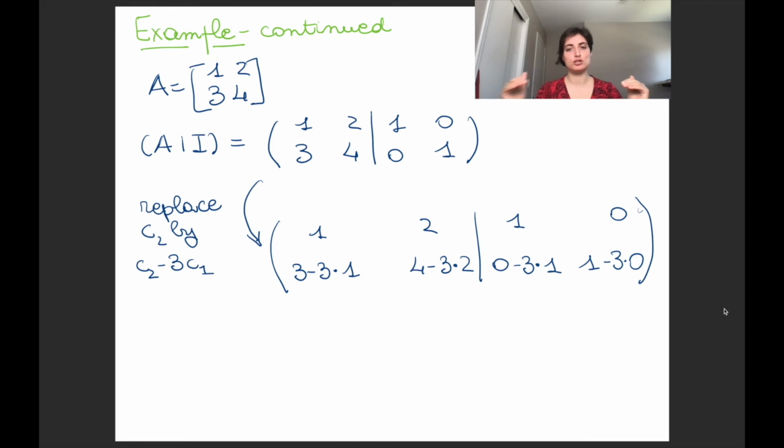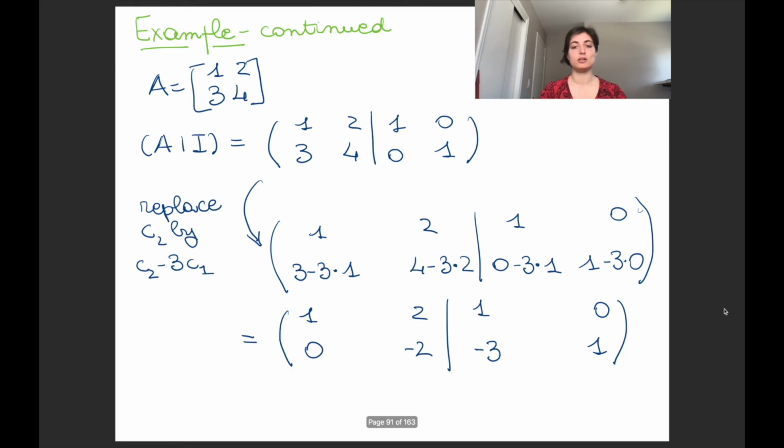So look, the first row is exactly the same as before. The only thing we have changed is the second row. The second row now has itself minus 3 times the first row. So we have 3 minus 3 times 1, 4 minus 3 times 2, where 2 is the second element of the first row, 0 minus 3 times 1, where 1 comes from the previous row, and 1 minus 3 times 0. So we have succeeded in getting rid of the left bottom corner.